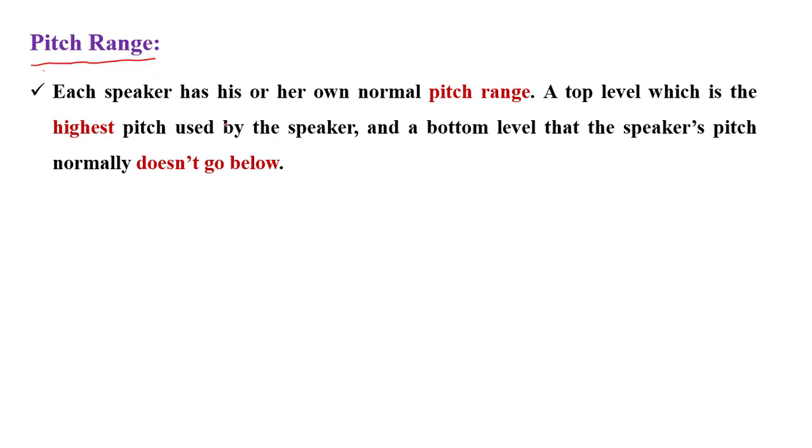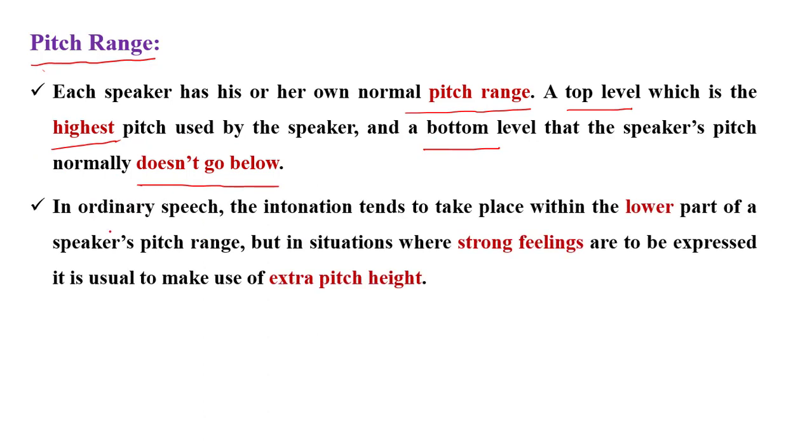At this point, let's talk about pitch range. Each speaker has his or her own normal pitch range: a top level, which is the highest pitch used by the speaker, and a bottom level that the speaker's pitch normally doesn't go below. In ordinary speech, the intonation tends to take place within the lower part of a speaker's pitch range, but in situations where strong feelings are to be expressed, it is usual to make use of extra pitch height.